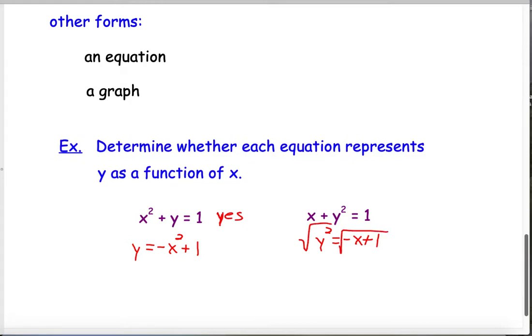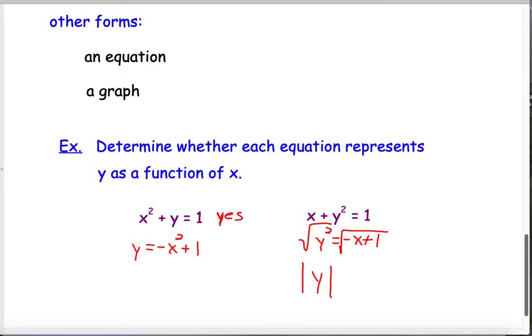So what's the square root of y squared? A lot of students will say y. And then I'm going to scream that, no, that's not the right answer. What is the right answer? The square root of y squared is actually the absolute value of y.